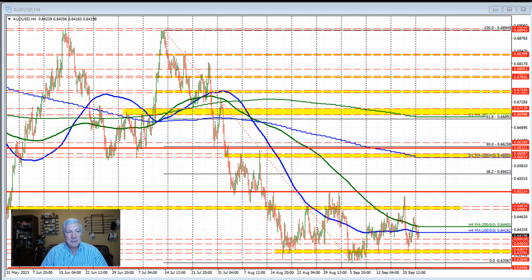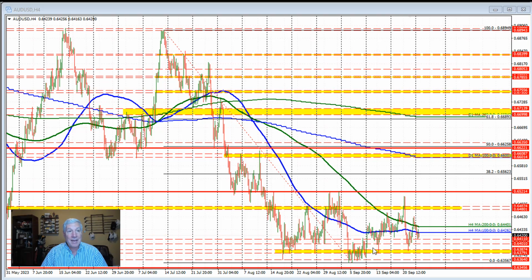This green line represents the 200 bar moving average on the 4-hour chart. It comes in at 0.6440, and the blue bar represents the 100 bar moving average on the 4-hour chart. At the end of last week, the price closed at 0.6438, just below the green bar but above the blue bar. So it was in neutral territory for this currency pair.